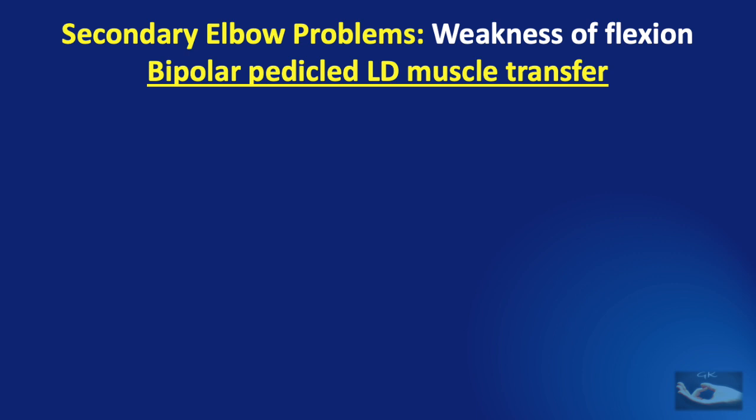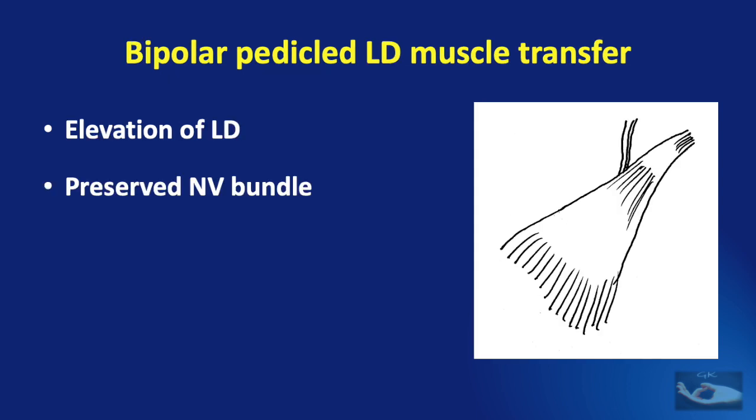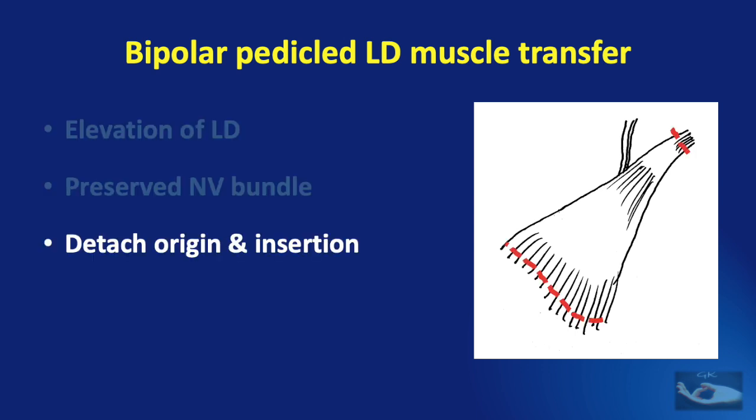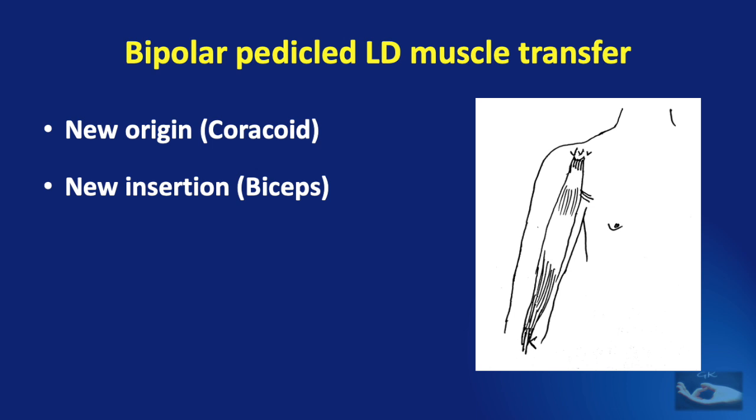Bipolar pedicled latissimus dorsi muscle transfer is also a commonly done procedure to get back elbow flexion. The incision is made as shown. The latissimus dorsi muscle is dissected out completely, preserving the neurovascular bundle, and the origin and insertion are divided. The entire muscle based on the intact neurovascular bundle is tunneled to the arm, where a new origin, usually the coracoid process, and a new insertion, that is the biceps insertion, are given.